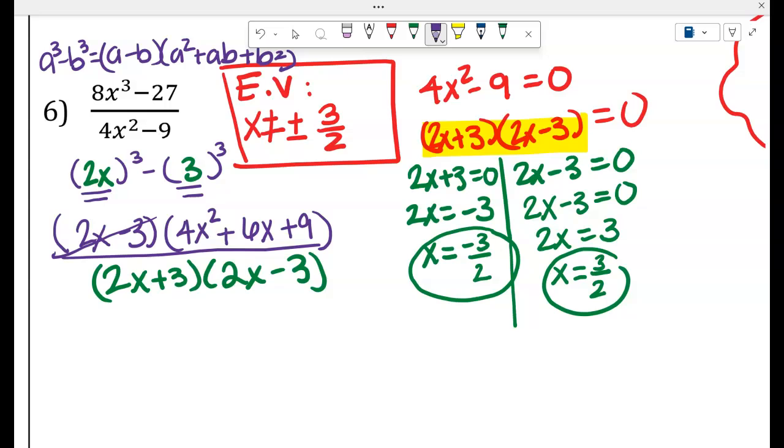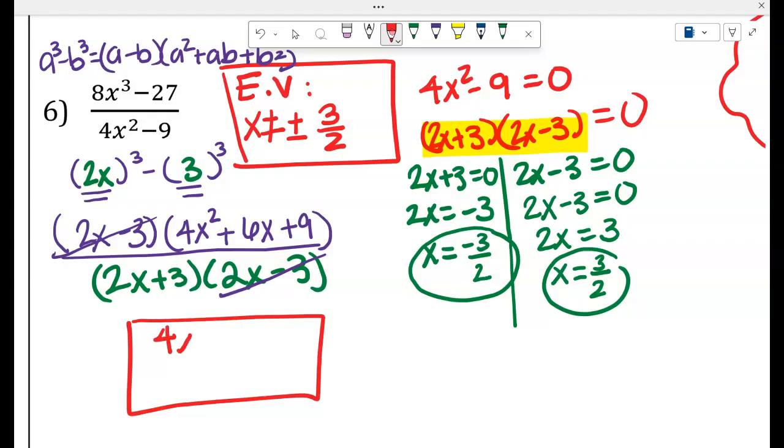Now let's reduce. We have 2x minus 3 and 2x minus 3. They are exactly the same, so we can cancel that out. We are left with 4x squared plus 6x plus 9 all over 2x plus 3. Box that up.